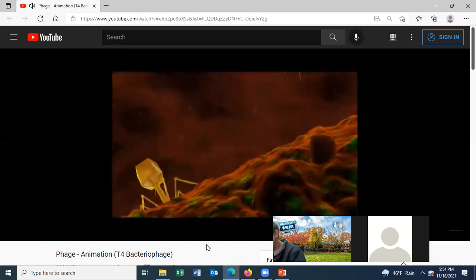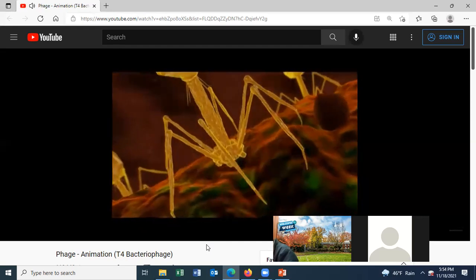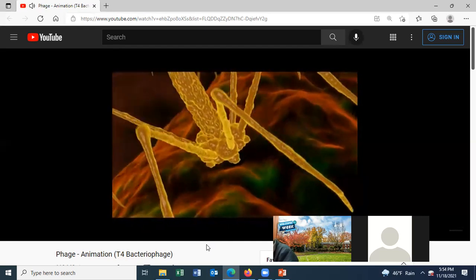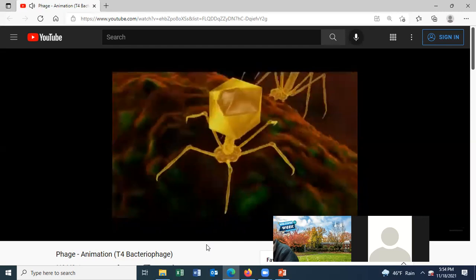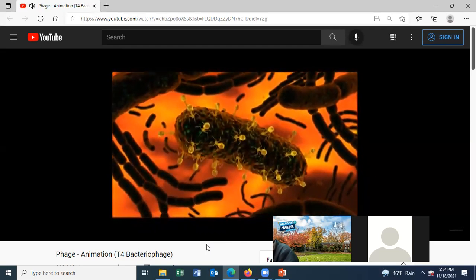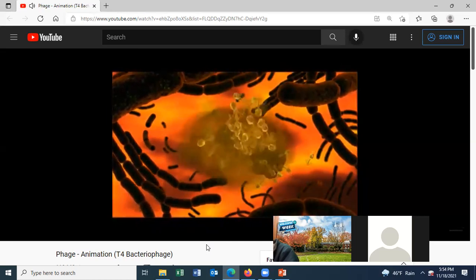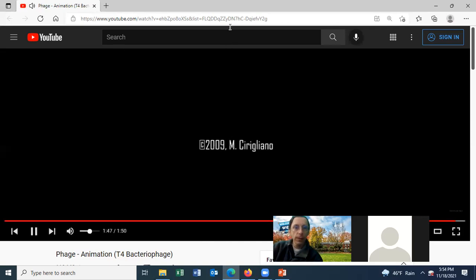Binding to its surface, the virus injects its precious cargo of genetic material into the cell, commanding it to produce a new batch of T4 bacteriophages. In a final act, the bacterium is forced to self-destruct, releasing hundreds of viruses ready to kill again. Okay, any questions?